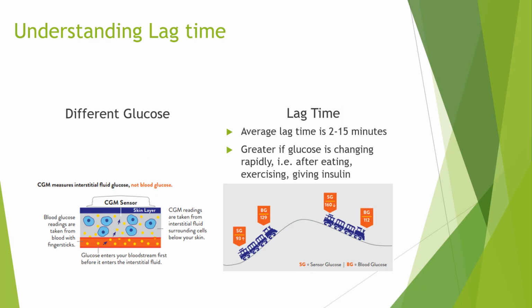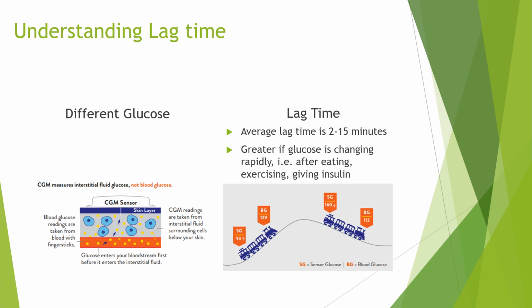And just to review lag time. So lag time has to do with the fact that this is interstitial fluid glucose and not blood glucose. Because there's diffusion from the capillary blood to the interstitial fluid, that can take time, 2 to 15 minutes. And often there's a steady state, an equilibrium, so they're about the same. But when there is a sharp rise or sharp fall in blood glucose level, it's going to take some time for that to be translated to the interstitial fluid.